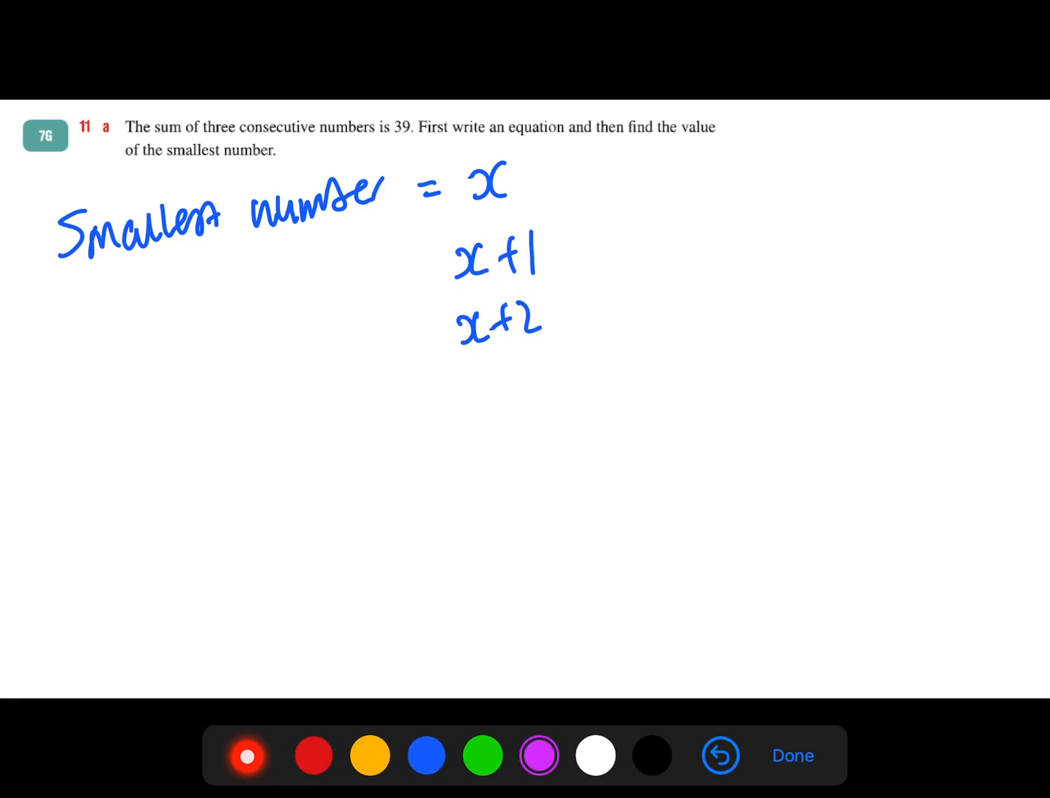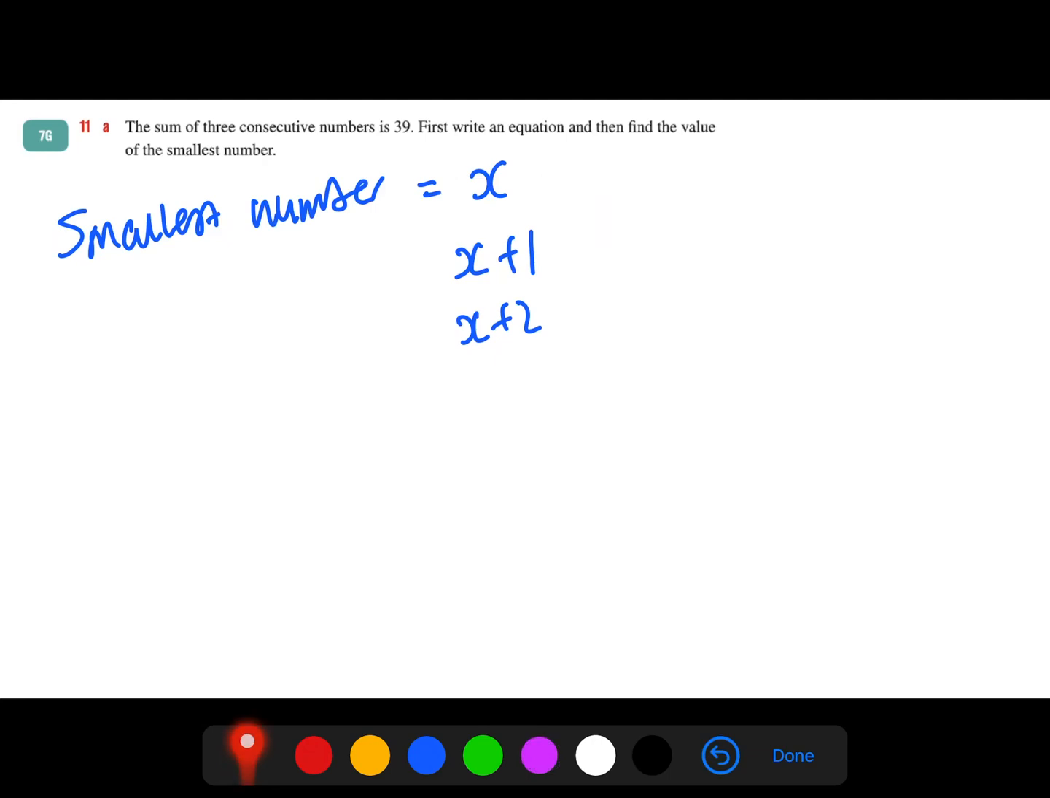If I do it as an example, my smallest number will be number 1. If I follow this rule, my next number will be number 2. My next number will be number 3. So you see how it's 1, 2, 3, they're all consecutive numbers. So this means that my algebraic rule here is working. So it's correct. So now I need to solve it.